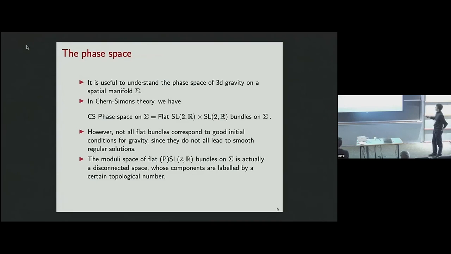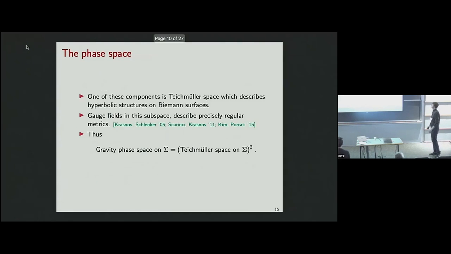So these are all the possible connections we can take as initial conditions, but most of them don't lead to good gravity solutions once we solve the equations of motion. For example, we could put our connection to be 0, which is not a very good gravity solution. However, if you look in the math literature, you see that this moduli space of flat SL2R bundles, or if I'm more precise, PSL2R bundles on sigma, is actually a disconnected space. So it's not a connected space, but there are different topological components, and they're labeled by a certain topological number. It's called the Euler number. And one of these components is called Teichmueller space. It's precisely the space that describes all the hyperbolic structures on the initial value surface.